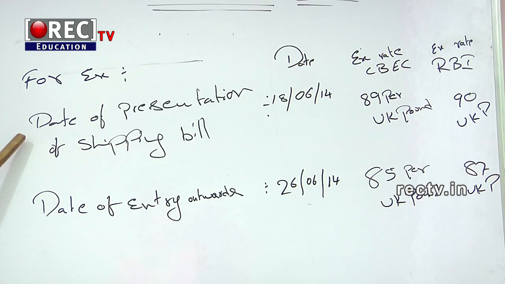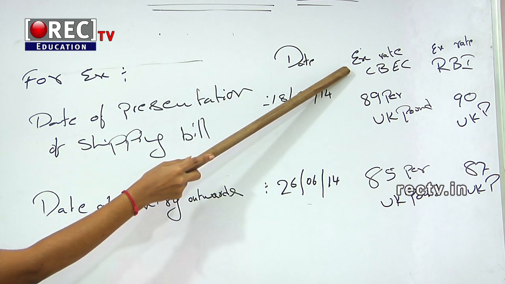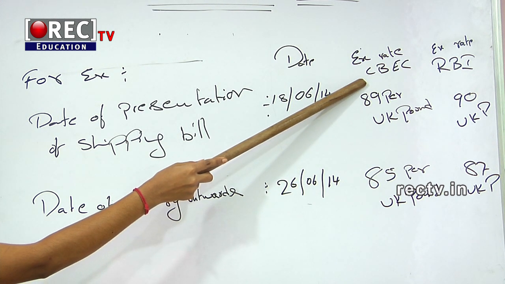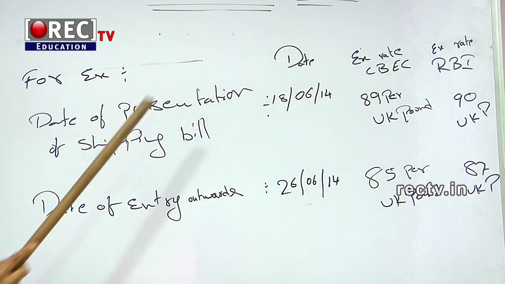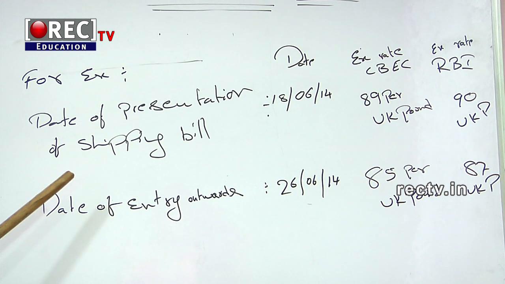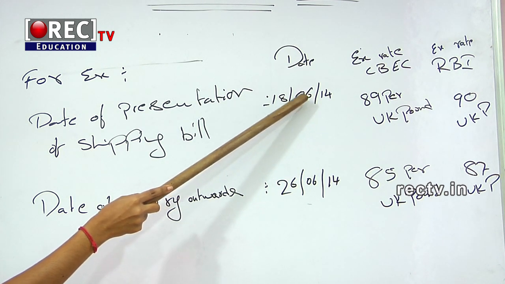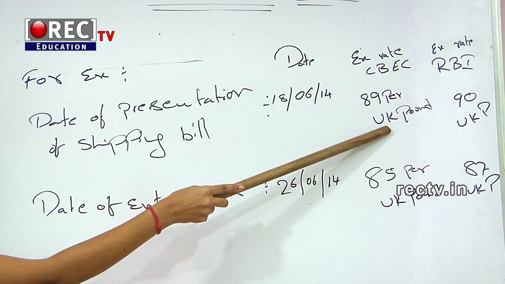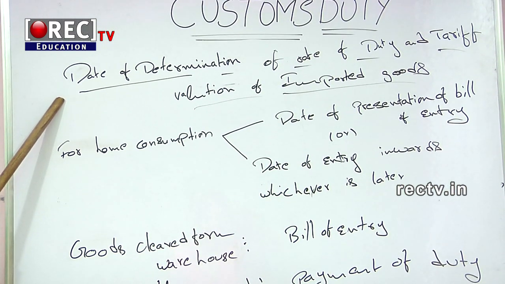Now we have to look into this example. The only point is whether the date of presentation of shipping bill is to be taken for the exchange rate notified by CBEC or the exchange rate notified by RBI. As per the above section, it is the exchange rate notified by CBEC. So the answer for this example is that the date is 18th June 2014 and the rate of exchange is 89 per UK pound.